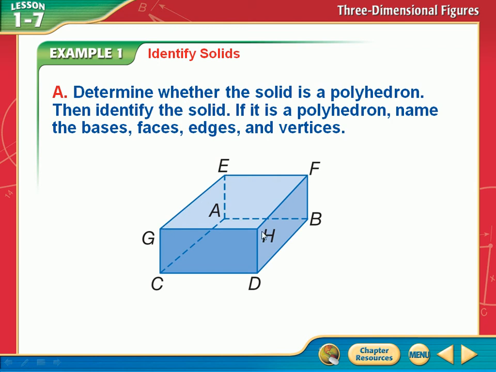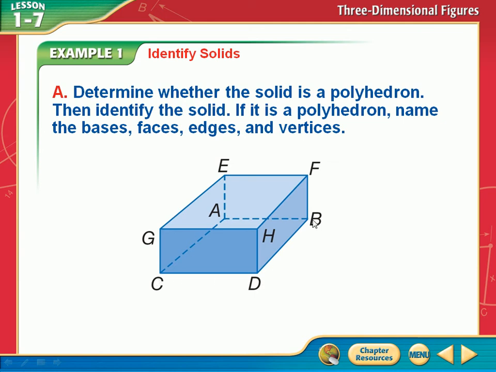E, F, H, G. Did you have to start at E? No. I could have started at H if I wanted to. So I could have gone H, G, E, F. You have all kinds of different possibilities for that. Now that's one base. That's the top base. What about the bottom of it?